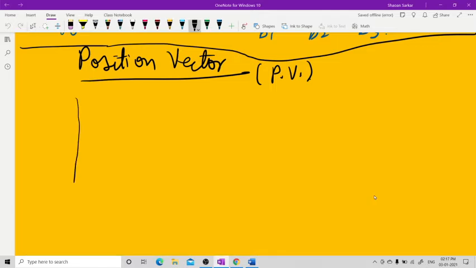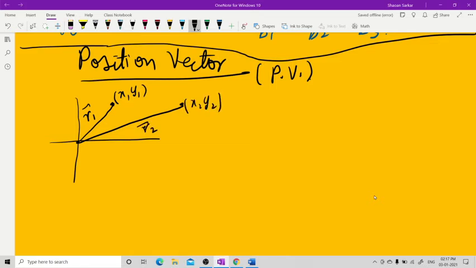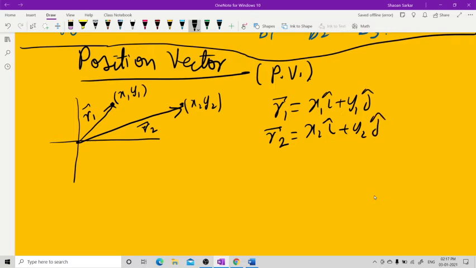Suppose you are at your home and this is your home, this is a place and this is your Qutub Minar. From here the distance is and from here the distance is. This is the position vector R1. In two dimension, this will be x1, y1. In two dimension, this position vector will be x2, y2. So R1 will be written as x1 I cap plus y1 j cap, and R2 will be written as x2 I cap plus y2 j cap.